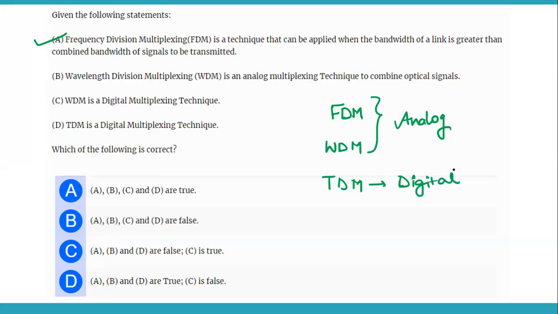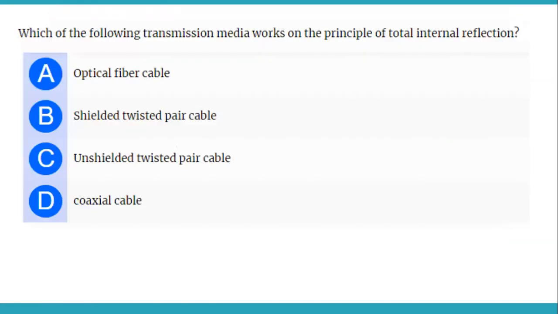अब आप यहाँ नोटिस करो कि B और C में दोनों में दे आर सेइंग डिफरेंट स्टेटमेंट्स कि वेवलेंथ जो है वो एनालॉग की मल्टीप्लेक्सिंग टेक्निक है और यहाँ पे भी वेवलेंथ डिजिटल है. सो इन दो में से एक तो गलत है ही. So B is also correct but C is wrong. Now what about D? TDM is a time digital multiplexing, correct. So A, B, D are correct and C is false. So correct answer हो गया option number D. ठीक है. Then next you have which of the following transmission media works on the principle of total internal reflection?